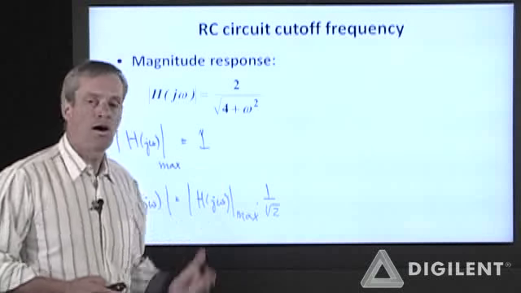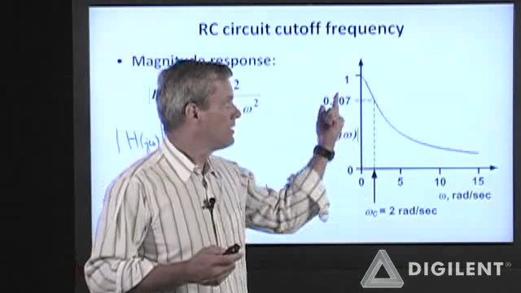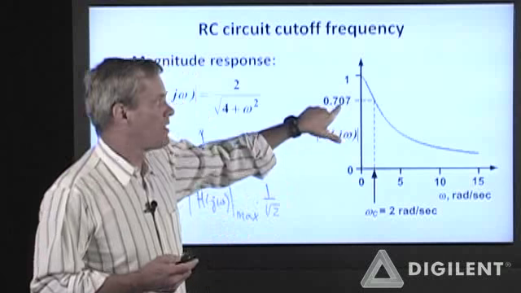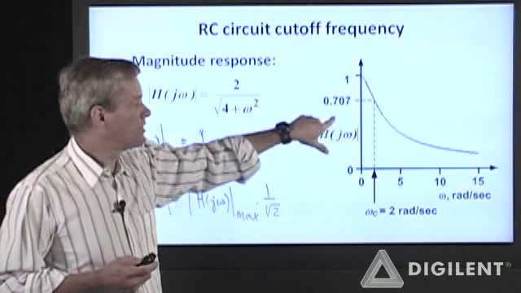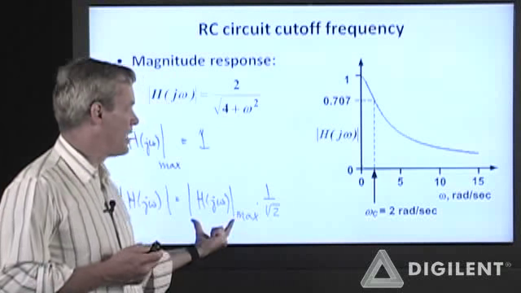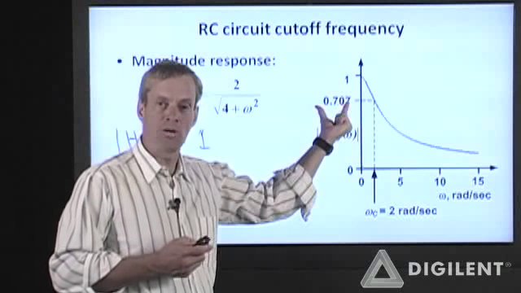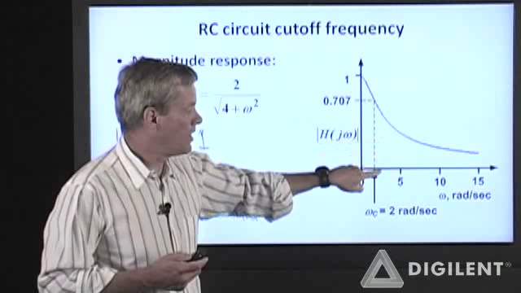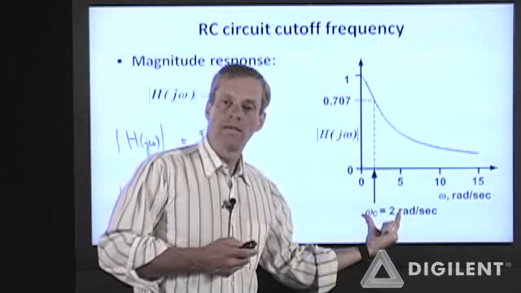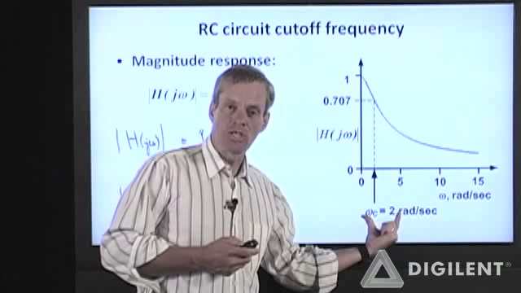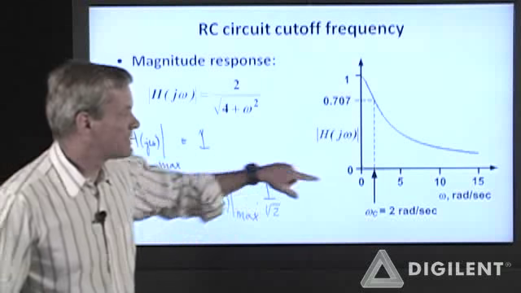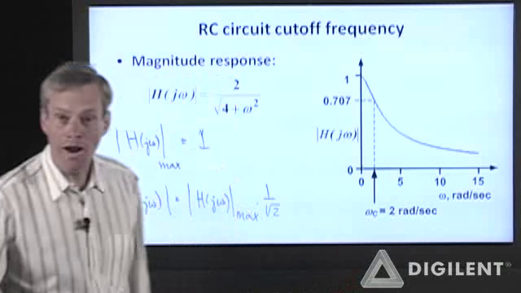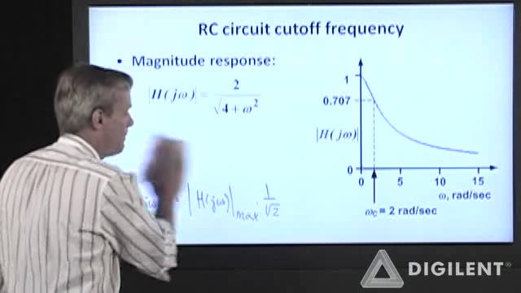So if we plot our amplitude response as a function of frequency, and we go to the point where the magnitude is 1 over square root of 2 times 1, which is 0.707 approximately, and follow that down, we get an omega c of 2 radians per second. Now, generally, it's not determined from a graph. It's done exactly the opposite.